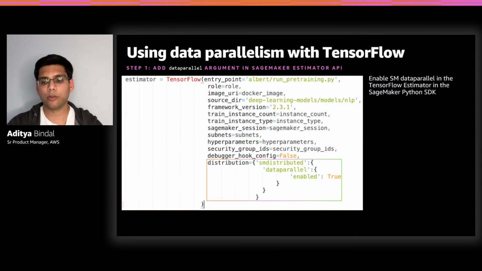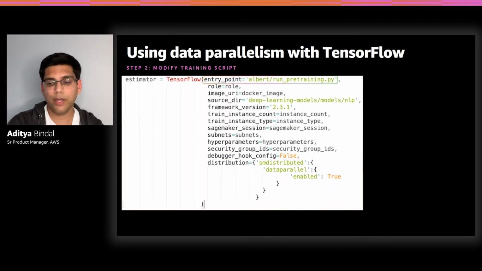So we'll start at the same point. We'll take the TensorFlow estimator in SageMaker and we'll make some modifications to it to enable SM distributed data parallel. So everything else stays the same. The entry point where your script is saved, the version of the TensorFlow framework that you want to use, the size of your cluster, and the type of instances that you want to use, whether it's the P3DN 24xlarge or the P3 16xlarge. And then we would provide this distribution argument again, just like we did with PyTorch. And in this argument, we would indicate that we want to use SM distributed using the data parallel engine.